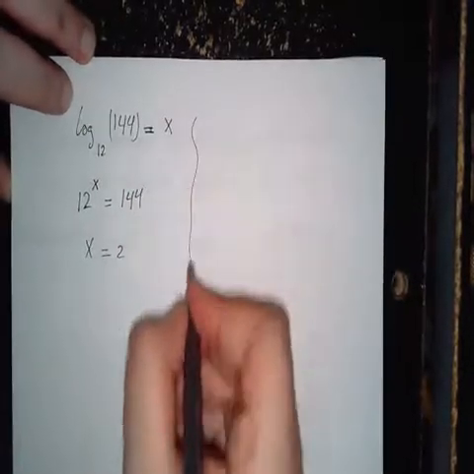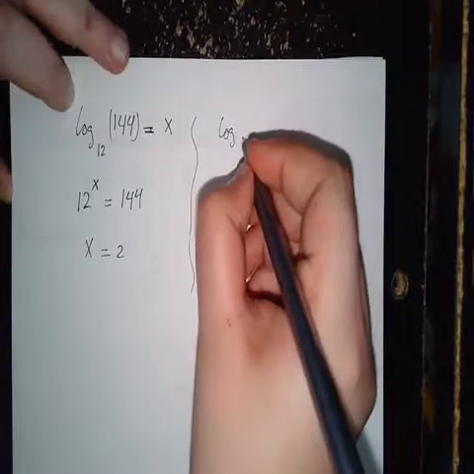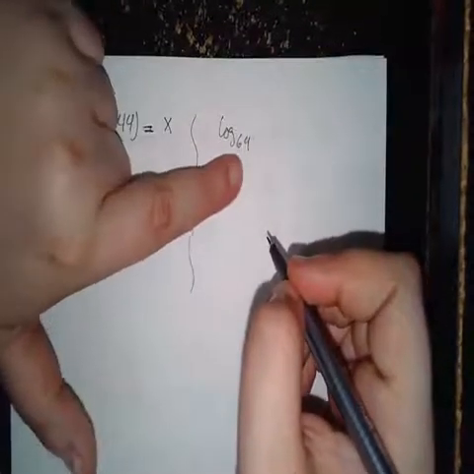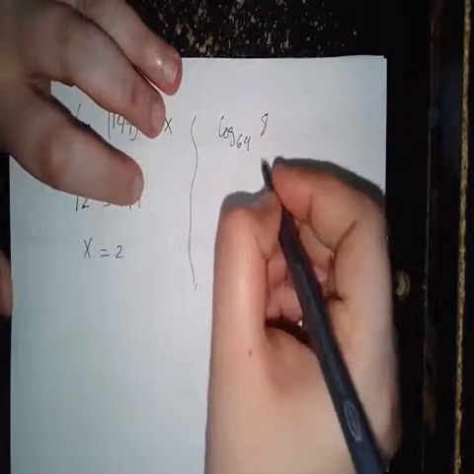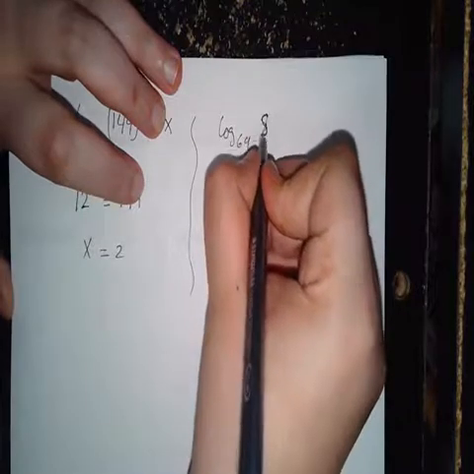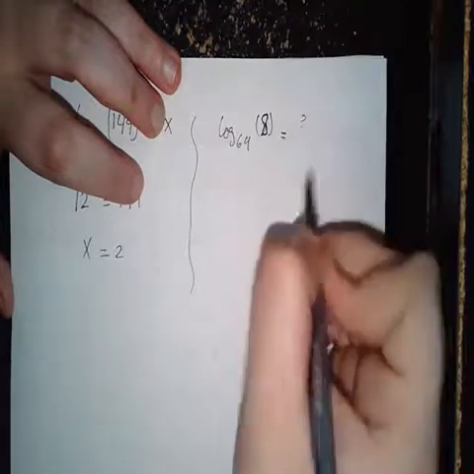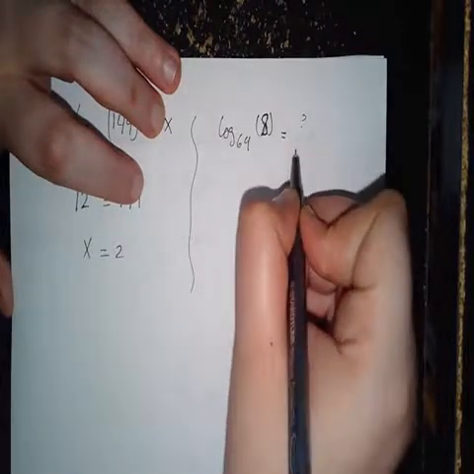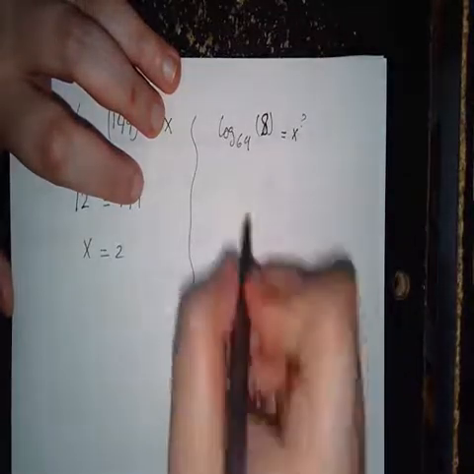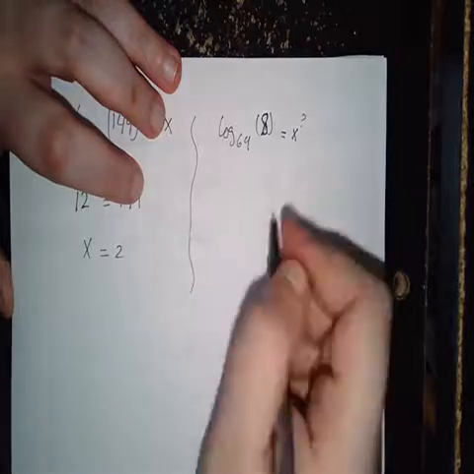Here we go. How about log base 64 of 8? So the base is 64, of 8. That's the number inside the log. Okay? So log base 64 of 8. And it equals question mark. We don't know the answer. I want you to tell me what the log equals. So I'm setting this to equal x. Okay. Now let's convert this to exponential form.